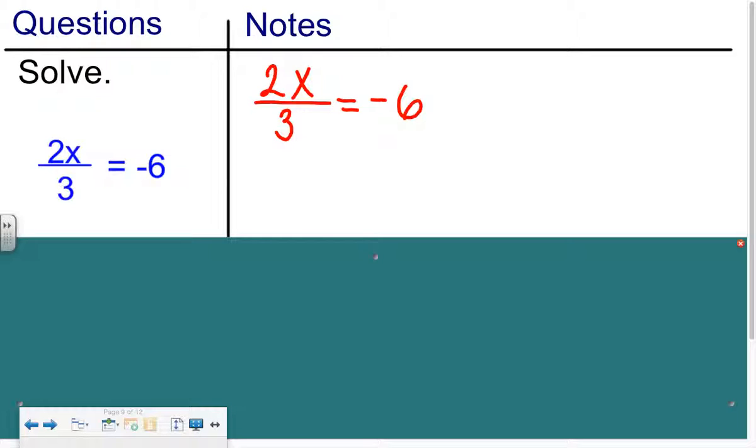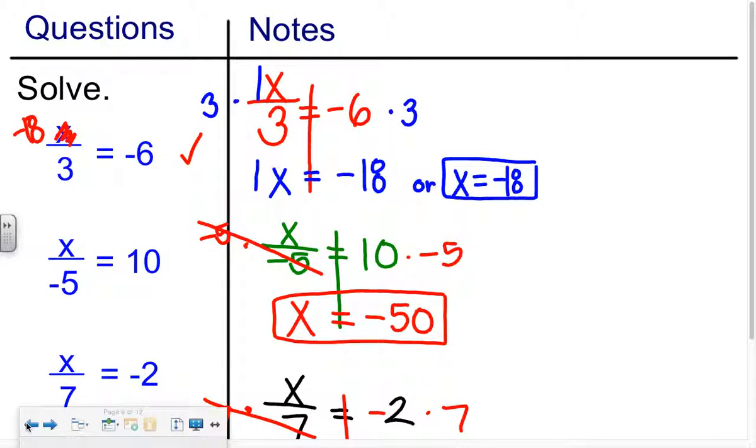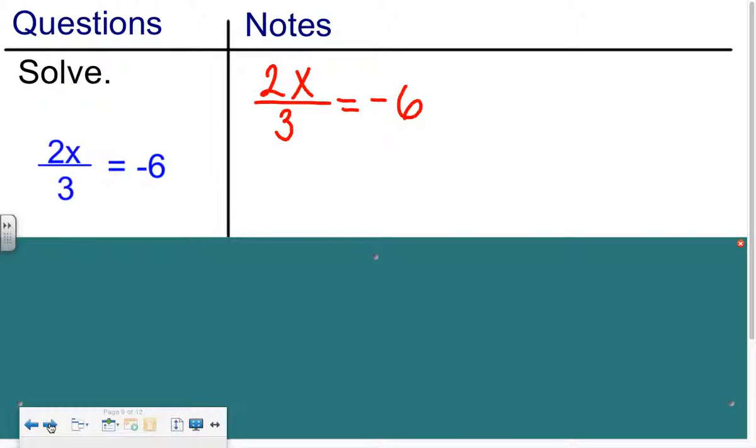On the last slide, it just happened to always be 1 over the number. So when you times it by the reciprocal, it was that number over 1. Really, we were timesing this by the reciprocal, 3 over 1. This by the reciprocal, negative 5 over 1. This one by the reciprocal, 7 over 1. So now if we times by the reciprocal, our reciprocal, instead of 3 over 1, is 3 over 2. Whatever you do to one side, you have to do to the other.